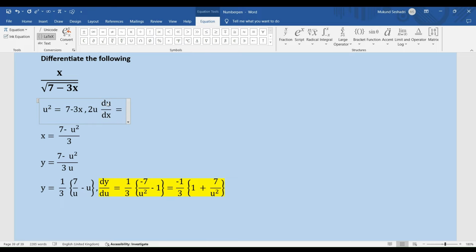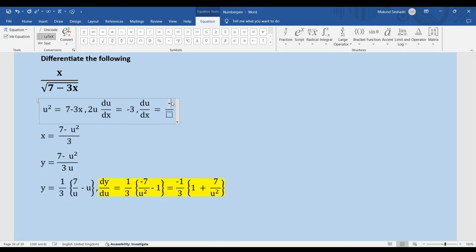And then I have 7 minus 3x, again an application of sum rule. 7 becomes 0 and minus 3x becomes minus 3. So I have 0 minus 3, which is minus 3, right? So my du by dx is nothing but minus 3 divided by 2u, right? So let us write that before we jump to dy by dx. My du by dx is minus 3 divided by 2u, right?